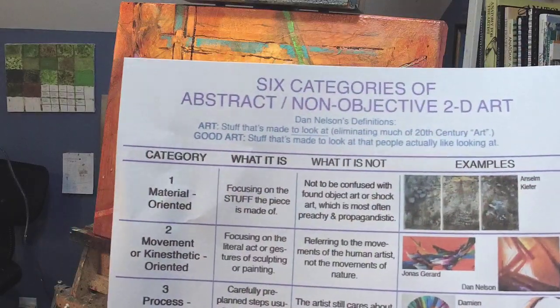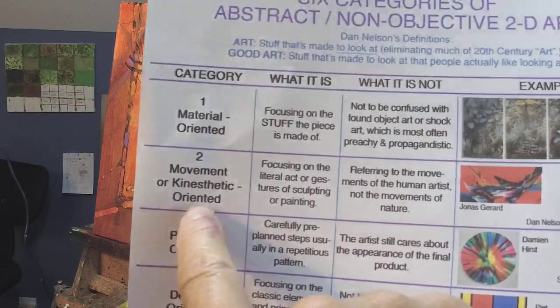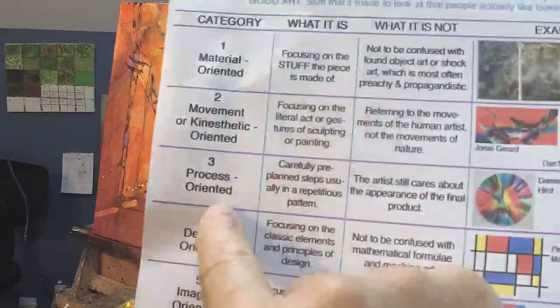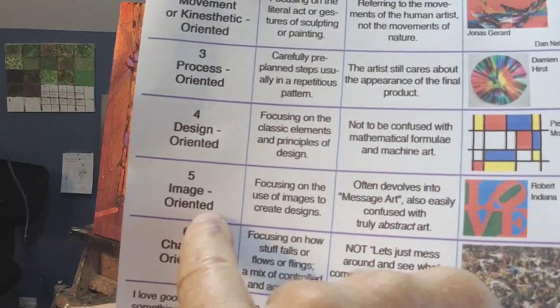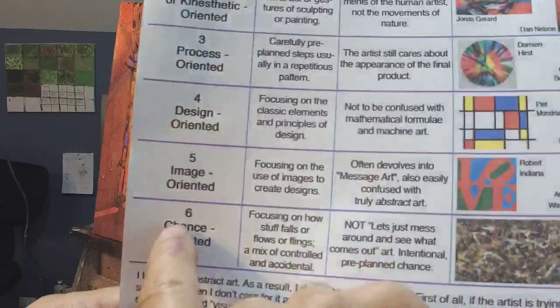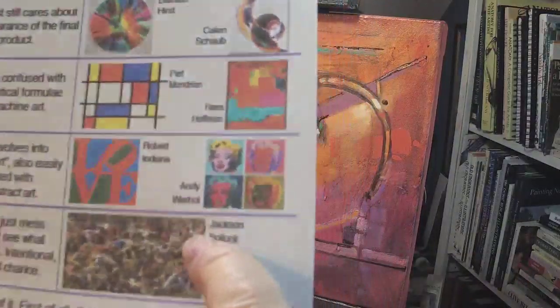Material-oriented or material-focused abstract paintings. Movement or kinesthetic-focused or oriented abstracts. Process-oriented, design-oriented, image-oriented, that requires some explanation, and chance-oriented. Okay, image means here's some very, very famous examples.